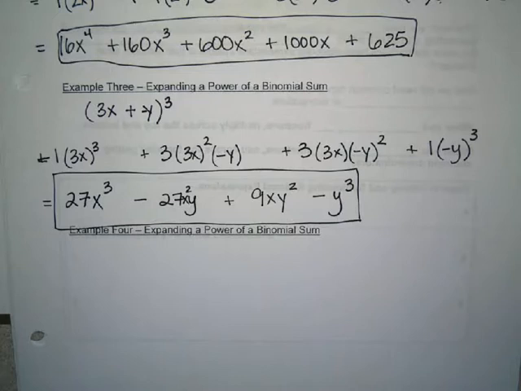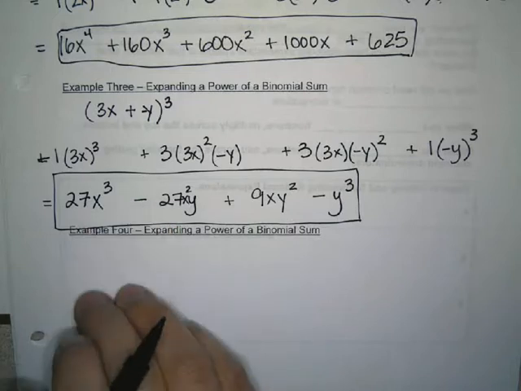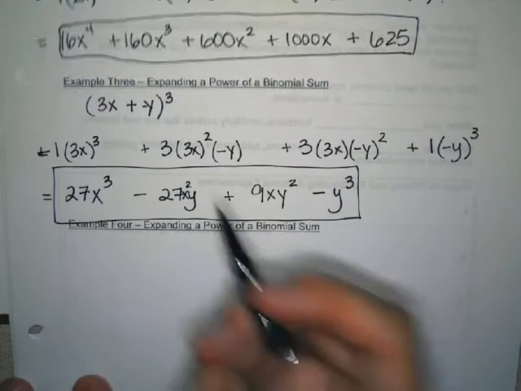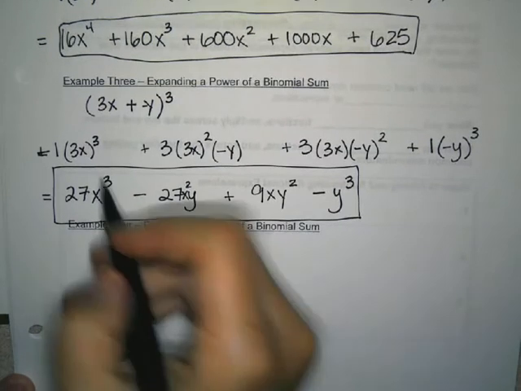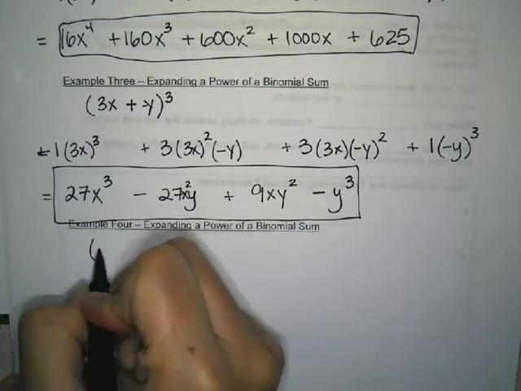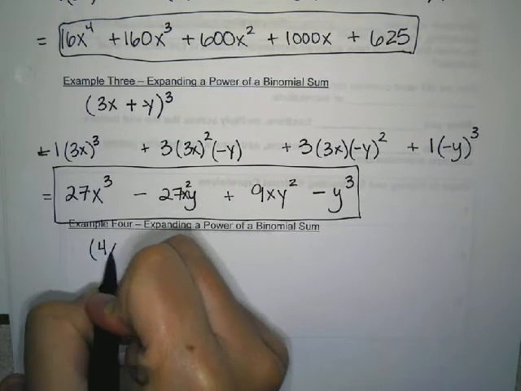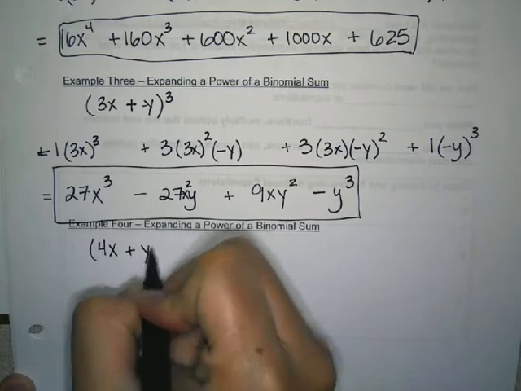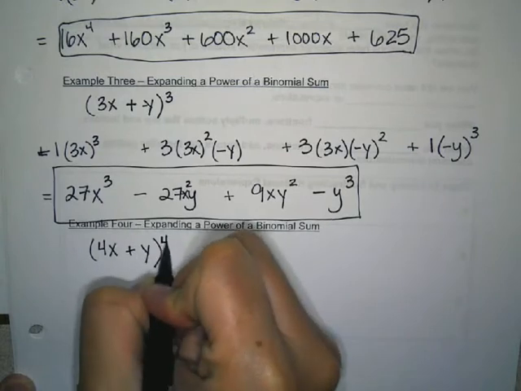Okay, before we start doing whiteboards, I'm going to give you one to try on your own. We'll double check it together before we get out the whiteboards to do some of these again. Let's do 4x plus y, and I'll make you do it to the 4th power.